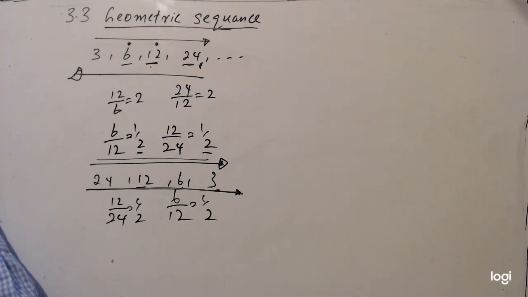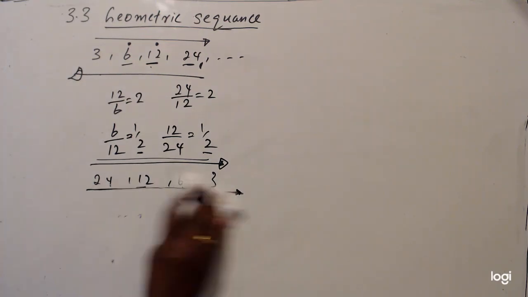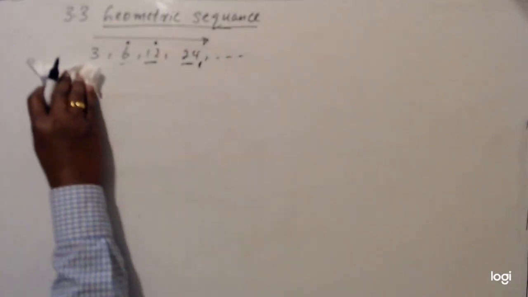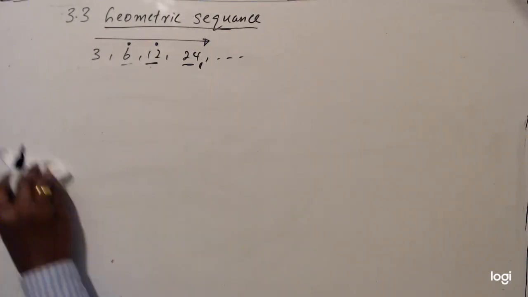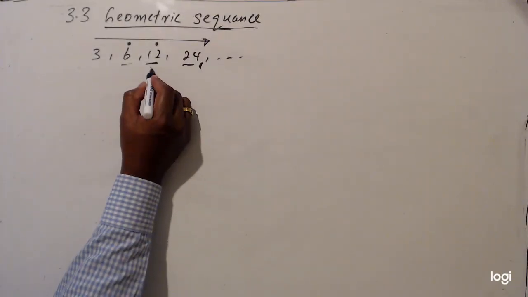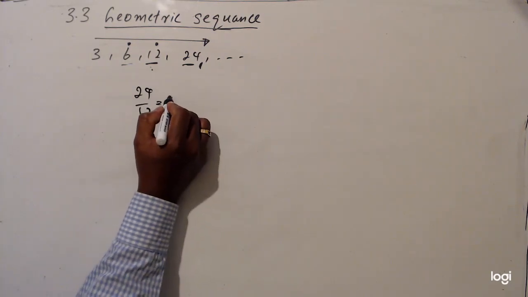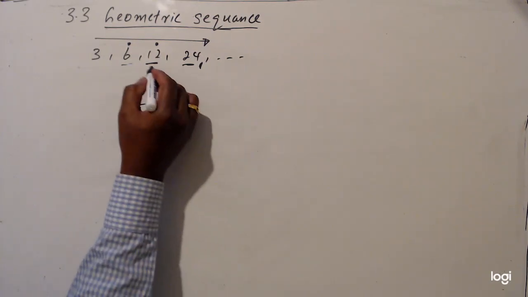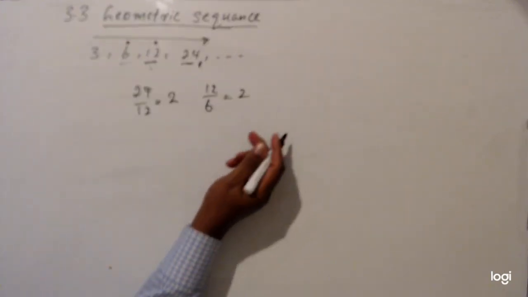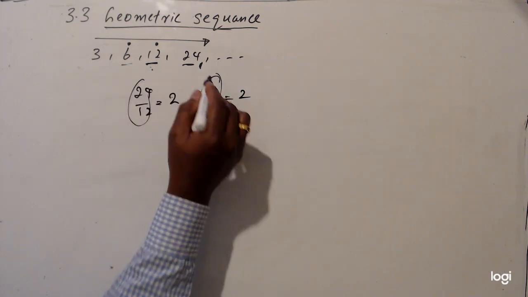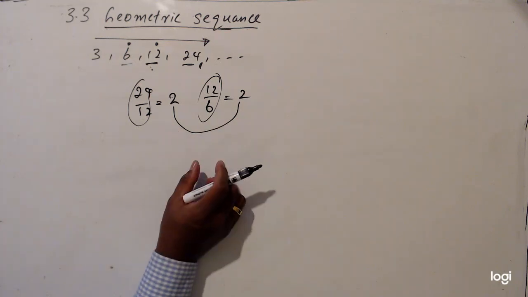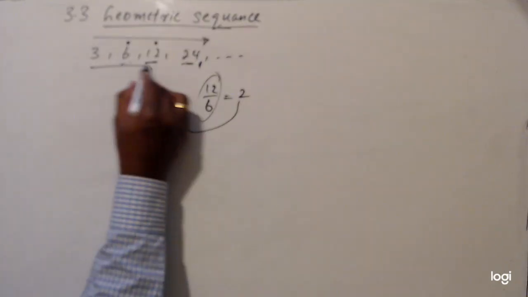So simply, what you need to know is that if you want to find whether a sequence is a geometric sequence or not, you just take any term and divide it by the previous term and get the quotient value, and then 12 divided by 6 and get the quotient, or you can call it the ratio as well, and then check whether those ratios are equal. Then this is a geometric sequence.